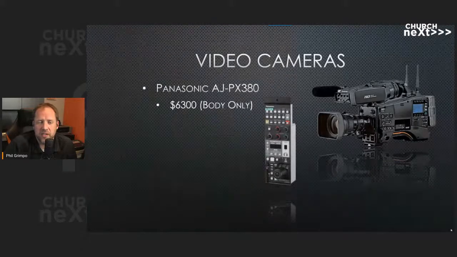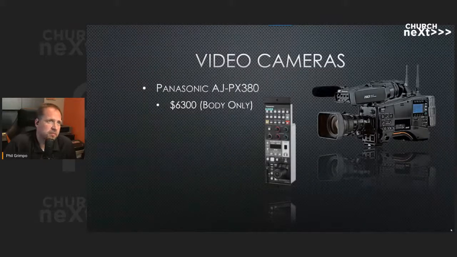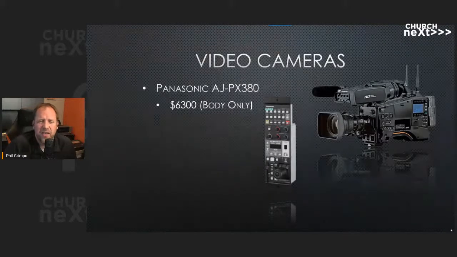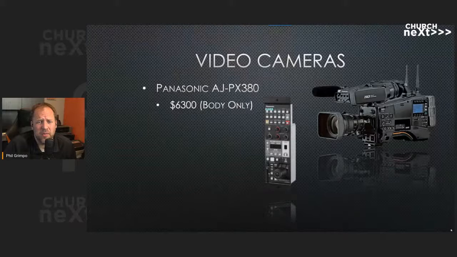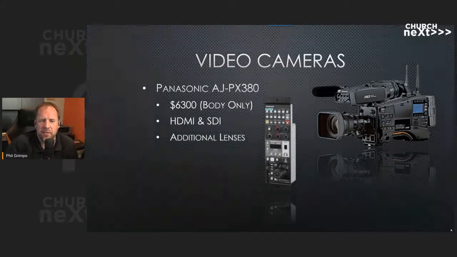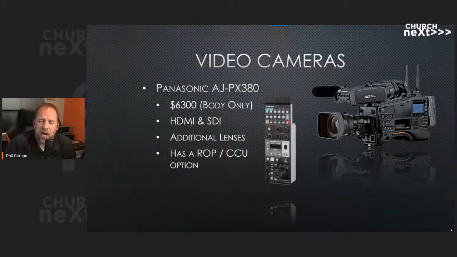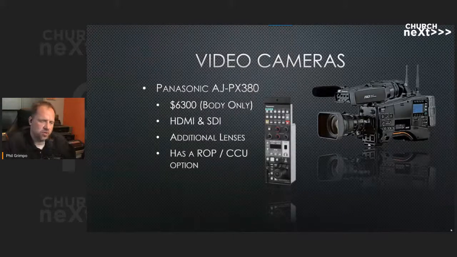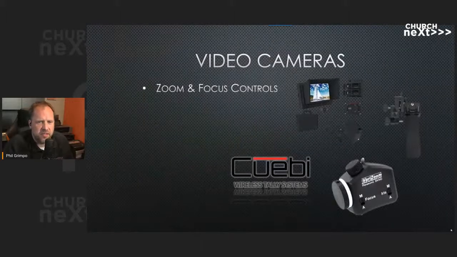A little more expensive, $6,300 for the body only. And then you have to have a lens, and the lenses start at maybe $5,000 to $6,000, and then they keep going up from there. Not going to get into big box lenses with this camera because of the imager size and the connection size, but generally a very good camera. HDMI and SDI, you have the additional lenses. Has a ROP option, also has a CCU option, and I haven't talked about that a lot yet, and I will more in the studio. But the CCU option means that I'm going to hold that until we get further down in the cameras, but that one has a CCU option.